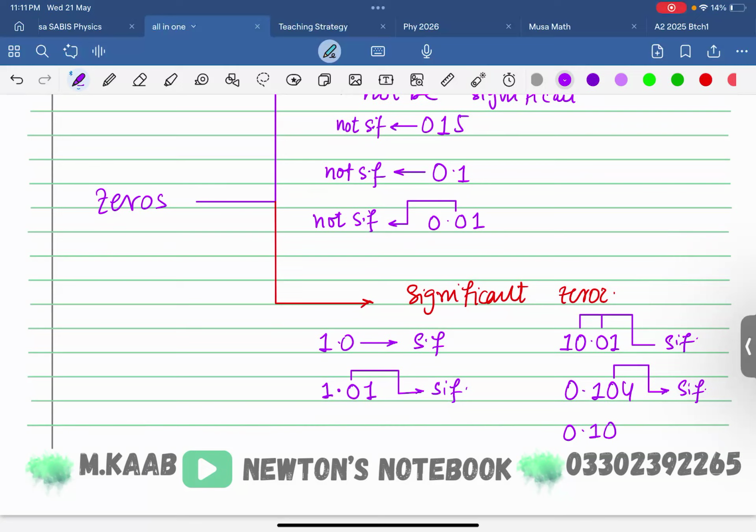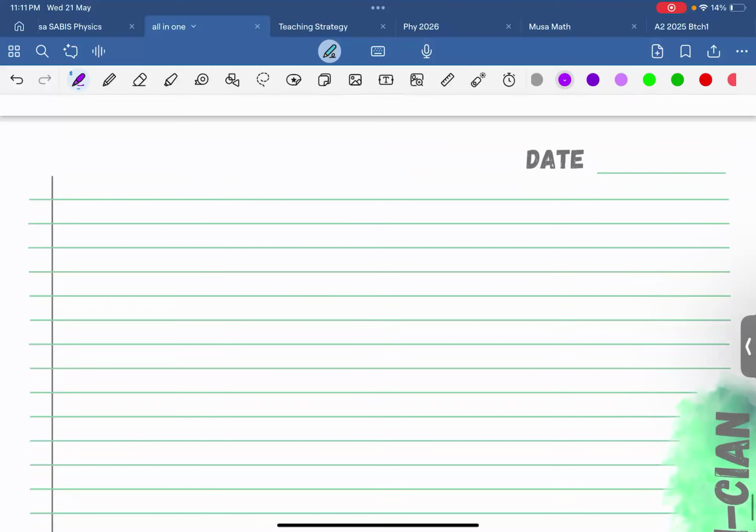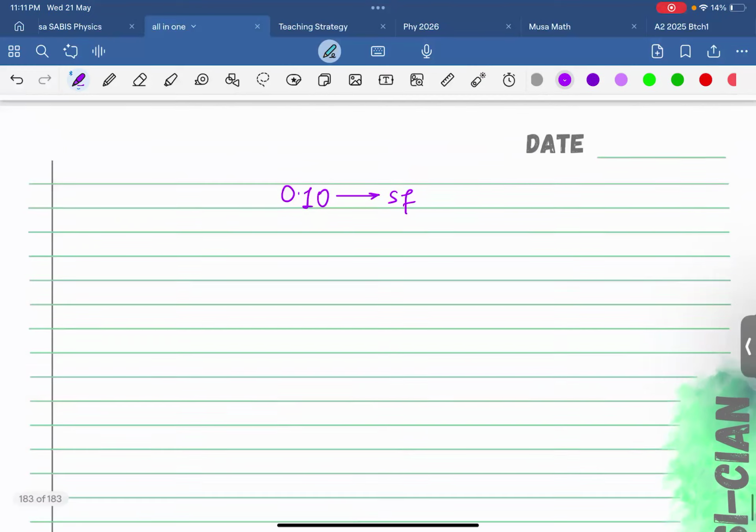And I think one more case, okay. So if I have 0.10, this is also significant, okay. And if I just have 1 or 15.00, so these values, these zeros are also significant.